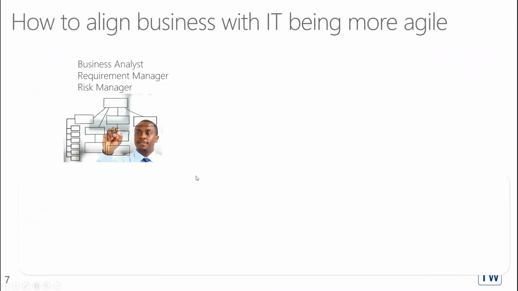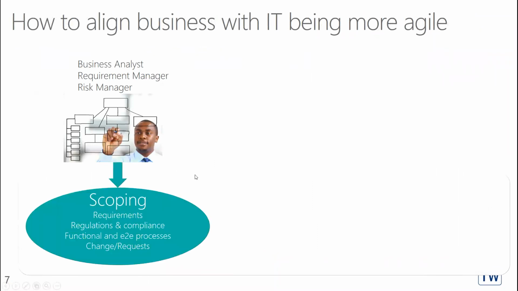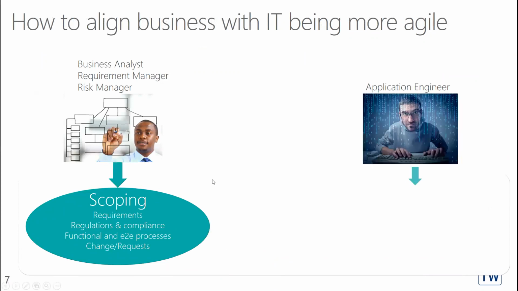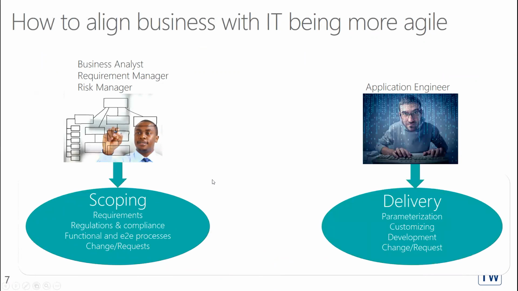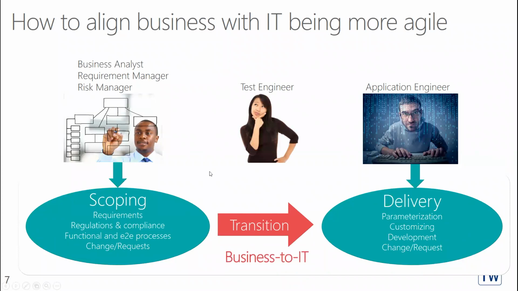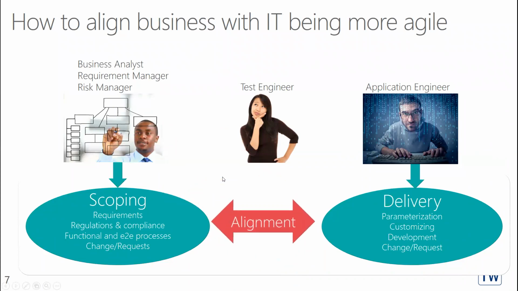How we align business with IT. Here, mainly the task for the business analysts and risk managers and requirements managers is to scope a solution, to define requirements. The application engineers deliver the solution by doing customizing, by doing legacy development. And there is the business transition to IT.